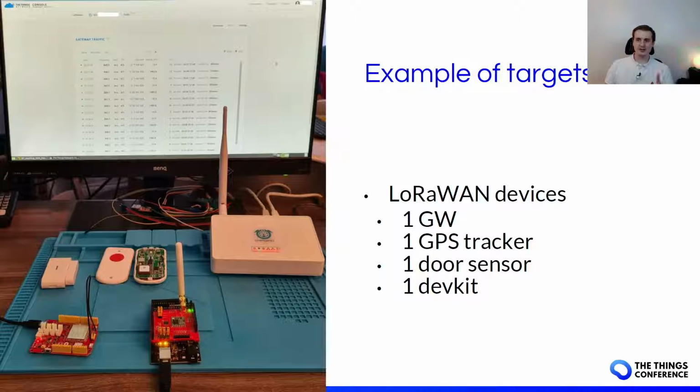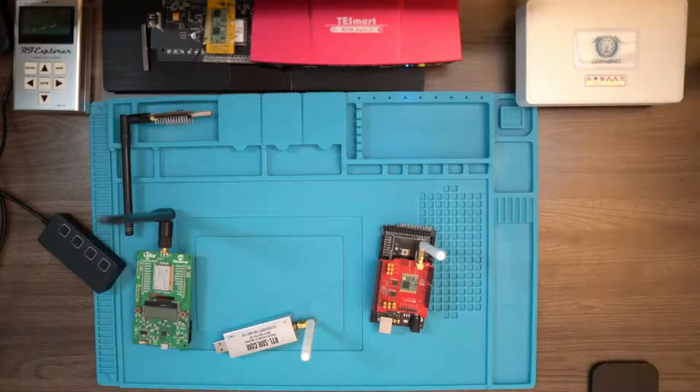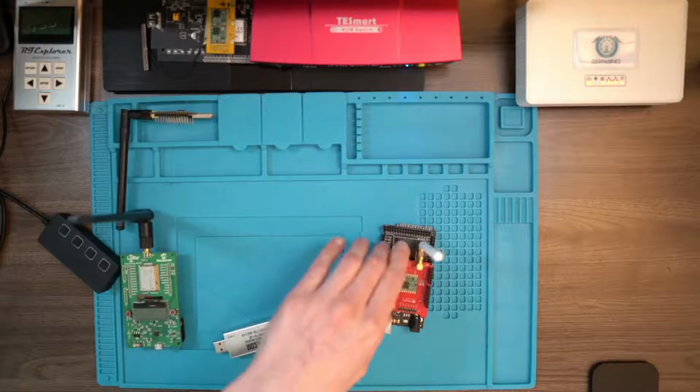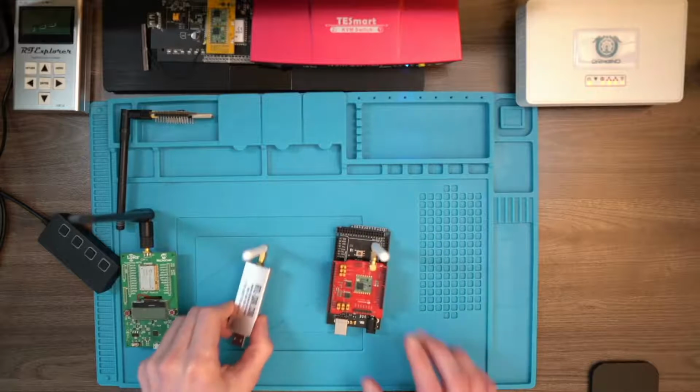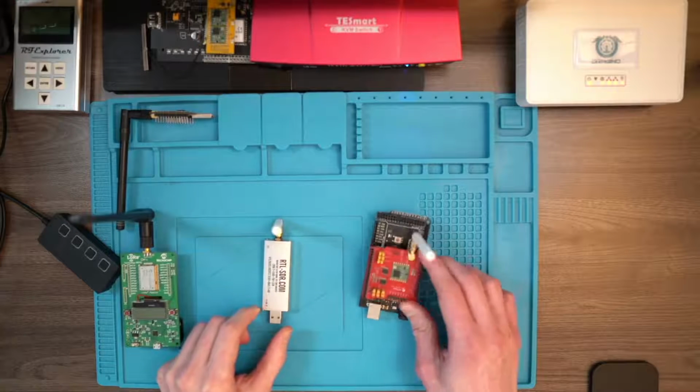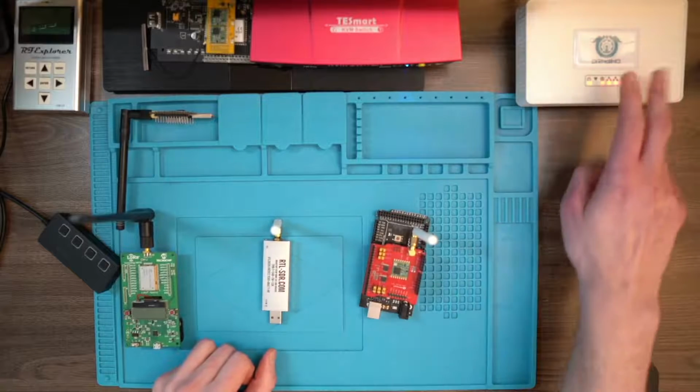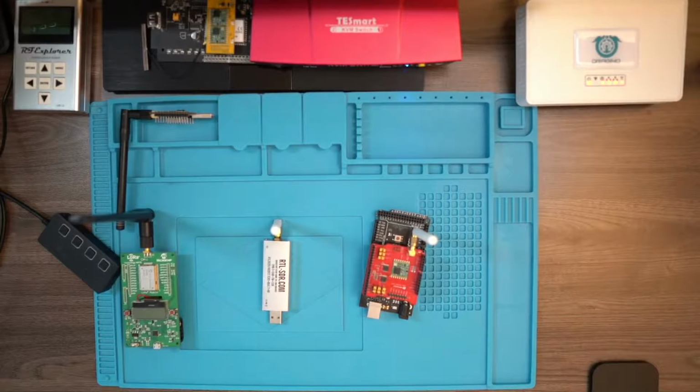And here are examples of targets we have been focusing on during our research. Here are some LoRa devices, like one gateway, one GPS tracker, one sensor, and one dev kit. But today we mostly look at this setup, because we don't have a lot of time. So it will be mainly based on one dev kit, one RTL-SDR, and a gateway, which is here.